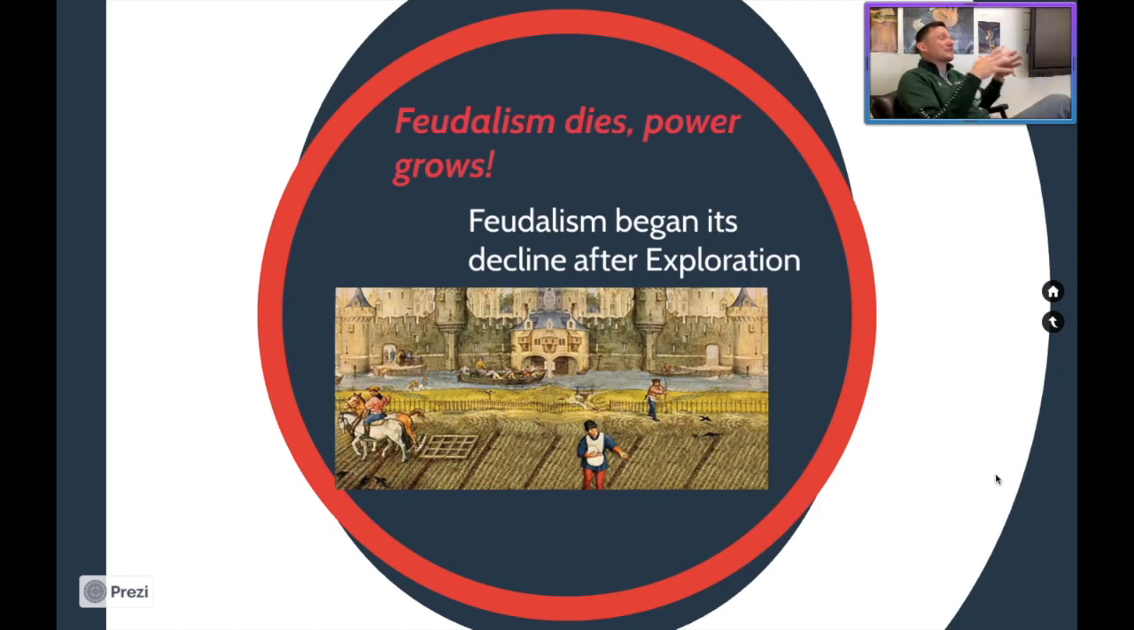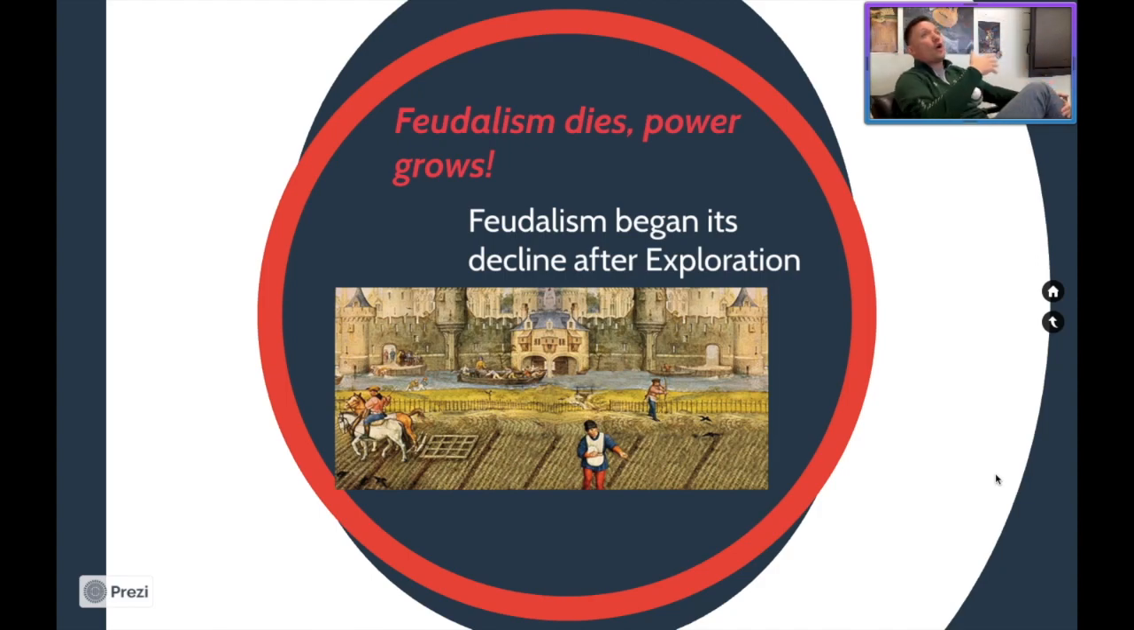Feudalism is beginning to decline after exploration because of the massive influx of goods, products and things coming in from the colonies and also over the Atlantic Ocean, coming from places like North and South America: sugarcane, potatoes, pumpkins, turkeys, all these different items that are now coming in through the ports. You didn't need as many people to actually sit there and farm wheat or grains on these actual feudal lands with these nobles and stuff like that.